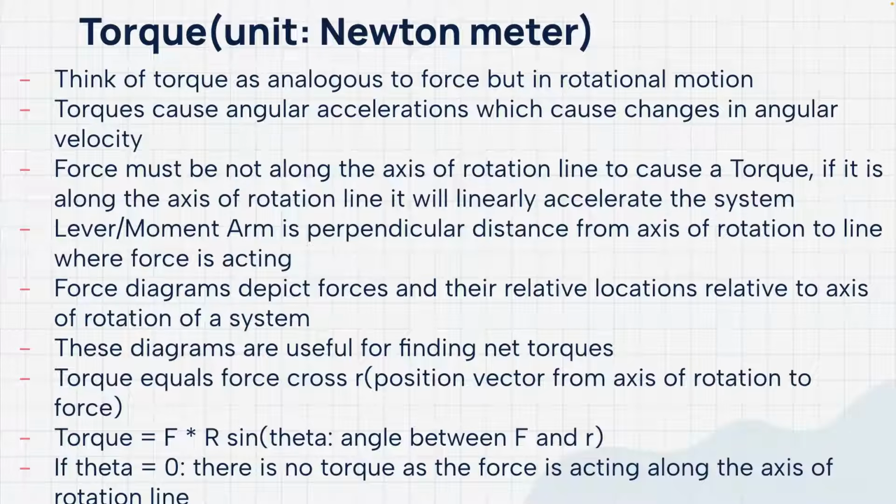And so what is the equation for torque? Torque is equal to R cross product force, where R is the position vector from the axis of rotation to the force. This is in contrast to work, which is F dot product d. This is a cross product, and you can just think of it as F times R sine theta, where theta is the angle between F and R. Therefore, if theta equals 0, that means there's no net torque, because the force is just acting along the axis of the rotation line.